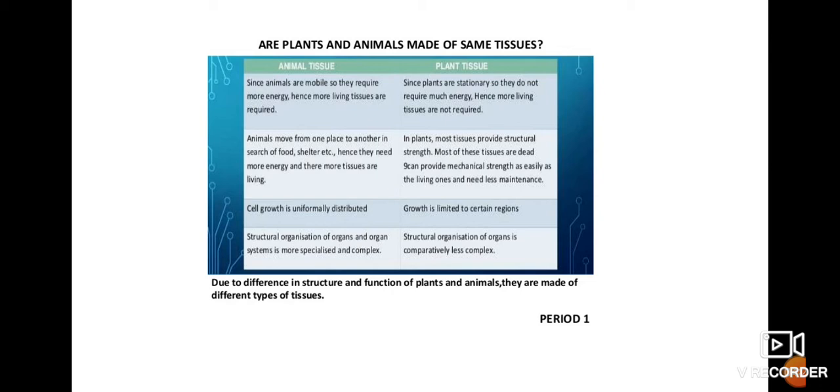In animal tissues, cell growth is uniformly distributed. That means growth will be seen in every region of the body in a proper manner. Whereas in plant tissues, growth is limited only to certain regions. Animal tissues are much more complicated as compared to plant tissues. As you can see from this column, due to the difference in structure and functions of plants and animals, they are made up of different types of tissues.